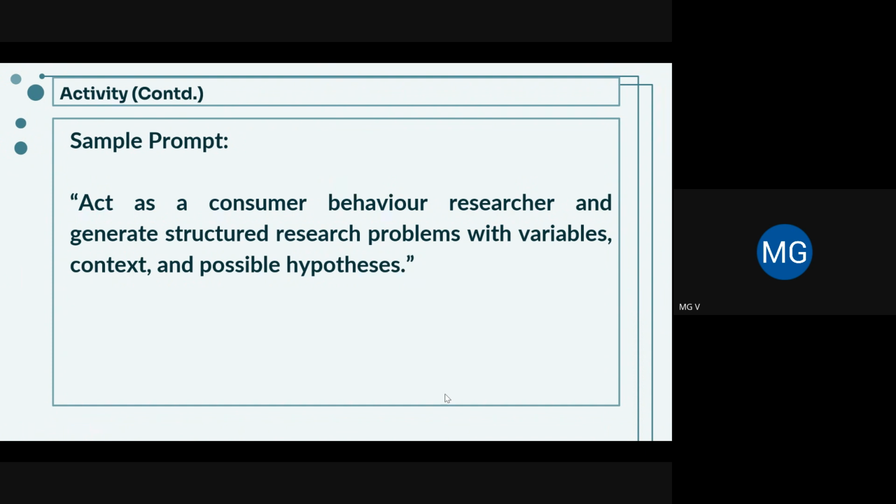Further refinement produces clear variables: IV, DV, and moderator, and context. Context here is e-commerce and Gen Z, plus direction for hypothesis. Then what are the outcomes that we have achieved? Now we have high quality research problems. We have structured academic outputs, and we now have readiness for hypothesis development. So after this, we are in a position to design effective research prompts, generate structured academic outputs using AI, and understand role-based and iterative prompting techniques.